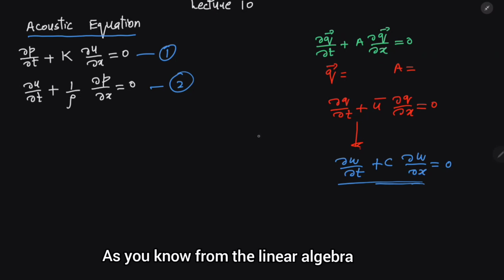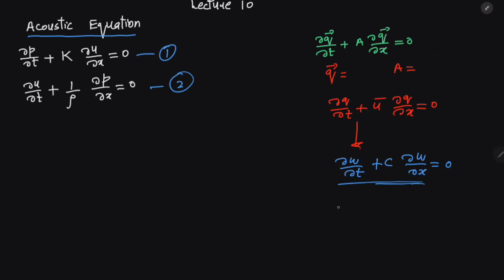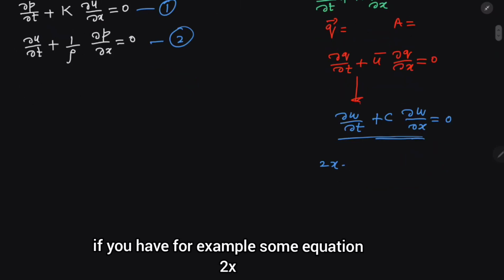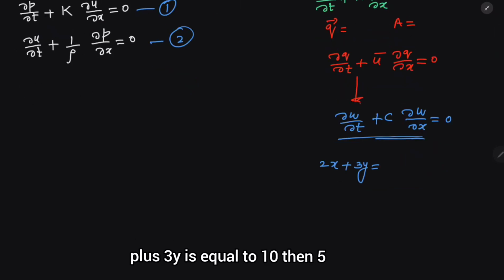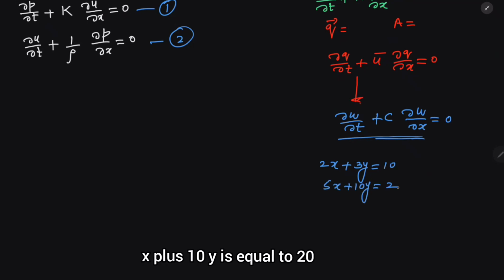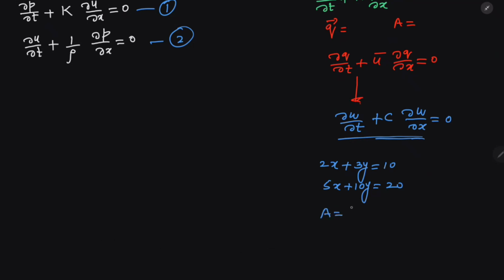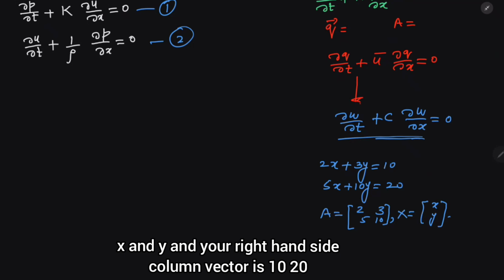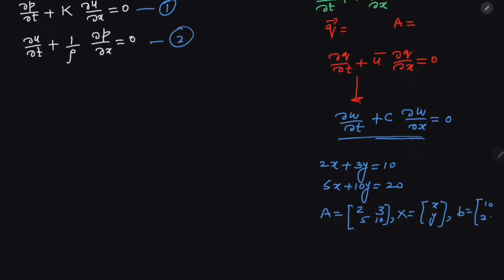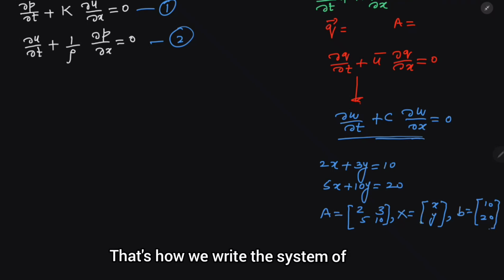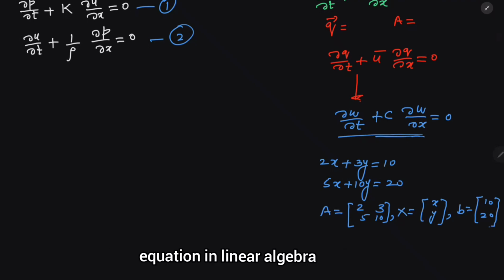As you know from linear algebra, if you have, for example, the equations 2x plus 3y is equal to 10, then 5x plus 10y is equal to 20, you can simply write the coefficient matrix A, 2, 3, 5, 10, your unknowns x and y, and your right hand side column vector 10, 20. That's how we write a system of equations in linear algebra.